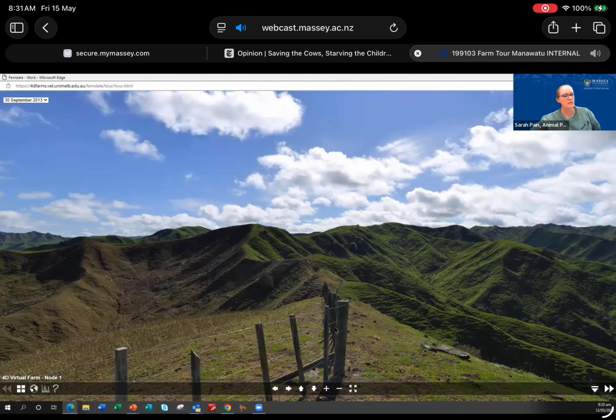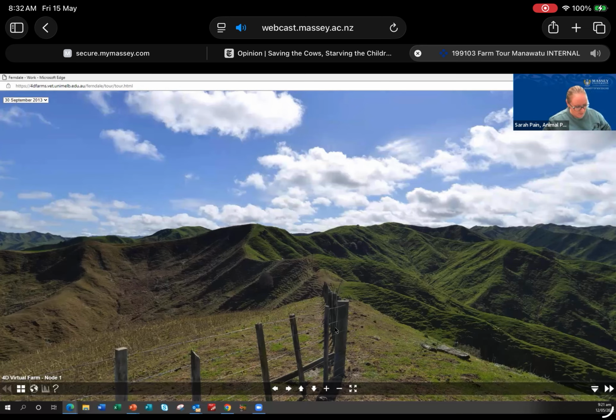Okay, so it's not to say that there's no sheep farms on the flats. There are some sheep farms on the flats, but they tend to be specialised properties. They're often finishing farms or stud breeding farms or things like that. But in the main, sheep farms are in the hill country, whereas dairy farms are on the flat land.